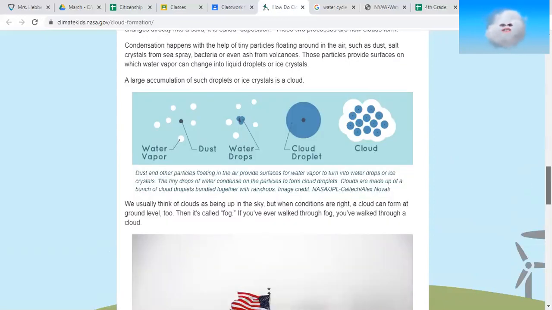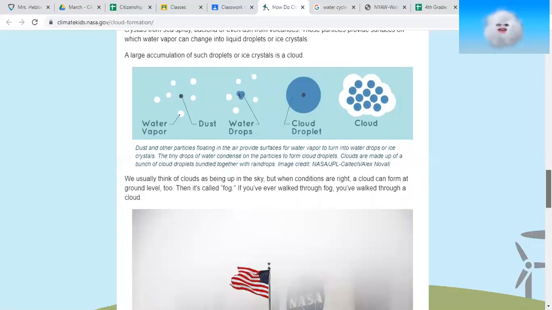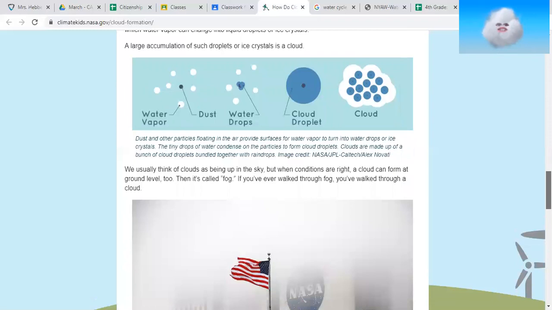We usually think of clouds as being up in the sky, but when conditions are right, a cloud can form at ground level too. Then it's called fog. If you've ever walked through fog, you've walked through a cloud.